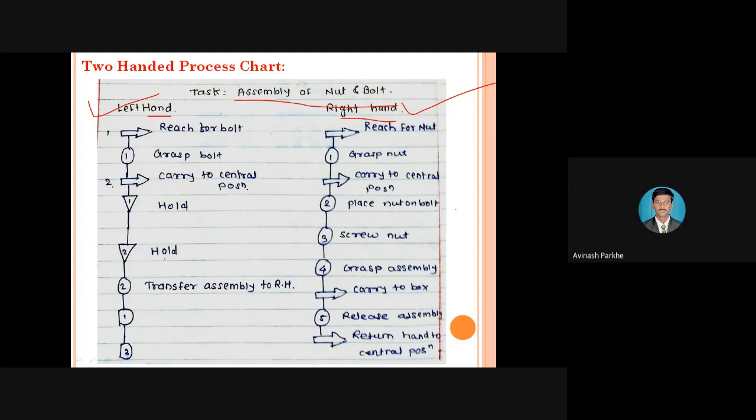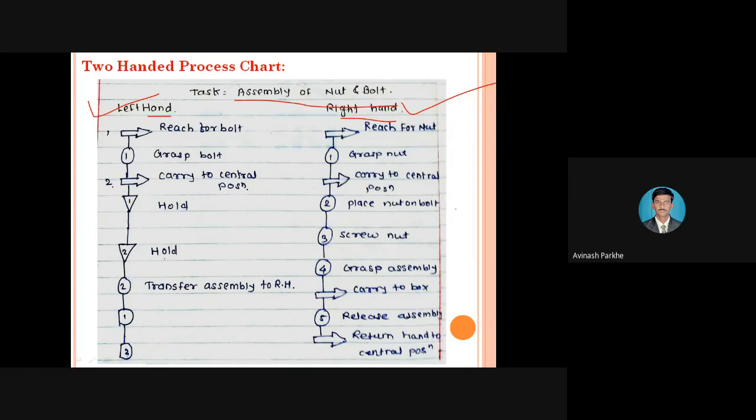Now the left hand is totally idle, totally stationary. Whatever assembly is present in my right hand, I will put that assembly in one of the boxes and then my right hand again returns to its original position. Means while doing the assembly of nut and bolt, the movements of the left hand are represented by a separate chart, and the movements of the right hand are also represented by a separate chart. Therefore, this chart is called a two-handed process chart.